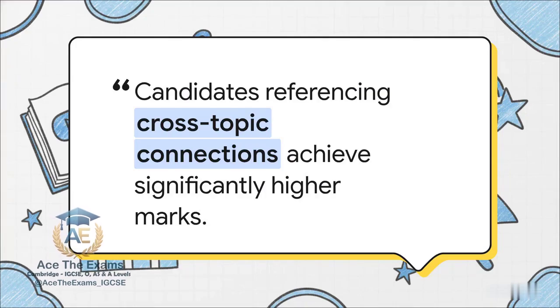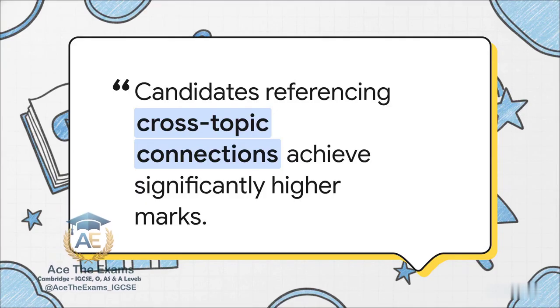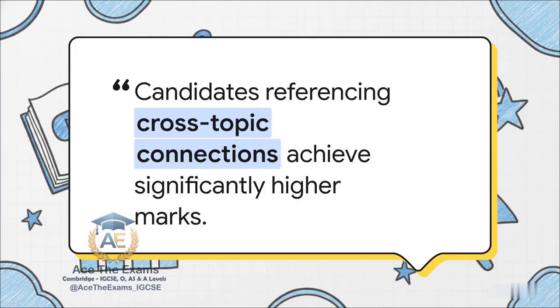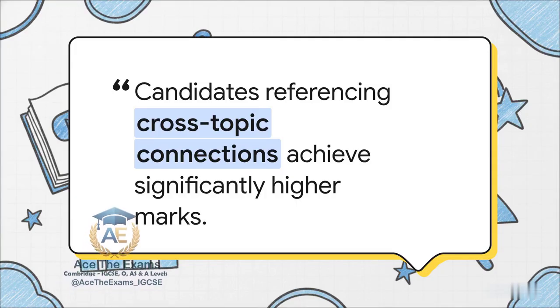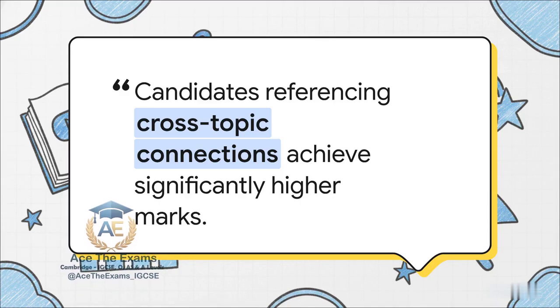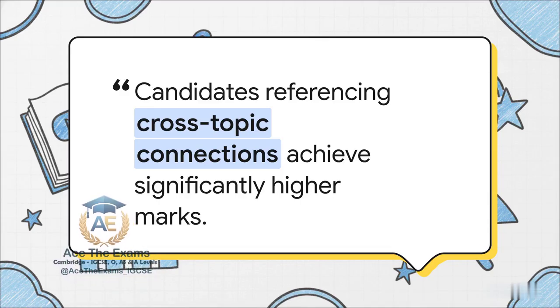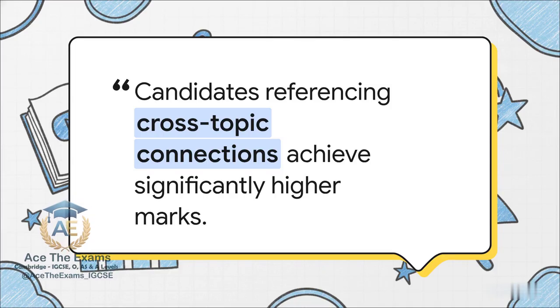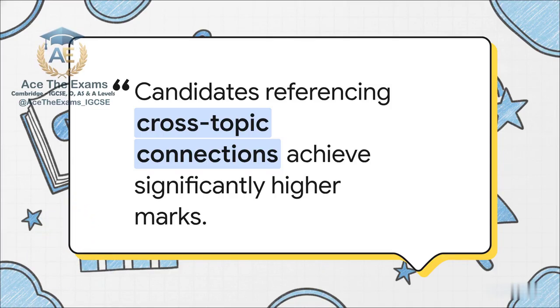And this connected knowledge idea ties perfectly to a vital insight we pulled directly from the principal examiner reports. They state, quote, "Candidates referencing cross-topic connections achieve significantly higher marks." Listen, the Cambridge Computer Science syllabus is not a collection of isolated islands. Your ability to write code using facts and rules is deeply, inherently connected to other modules like data representation, hardware architecture, and logic gates. The theoretical architecture of your answer rests heavily on integration.